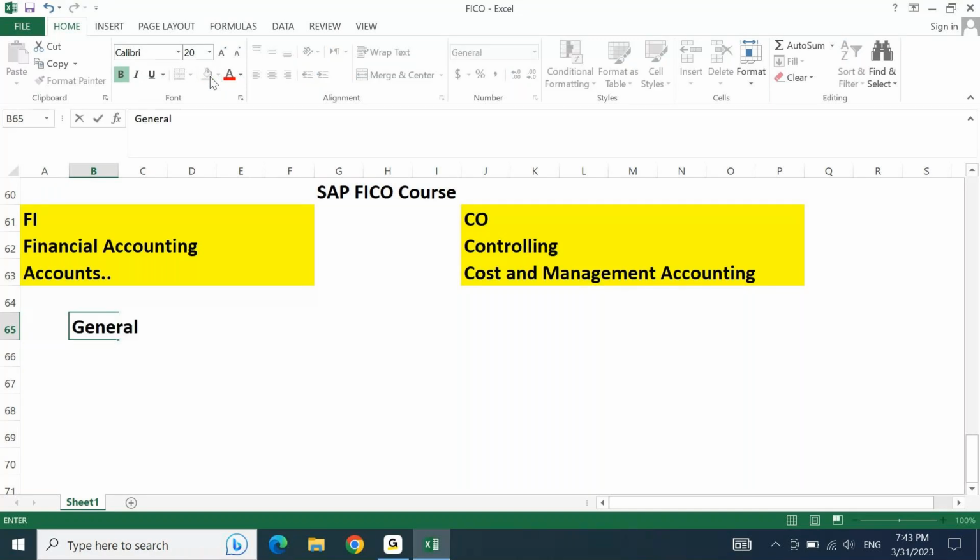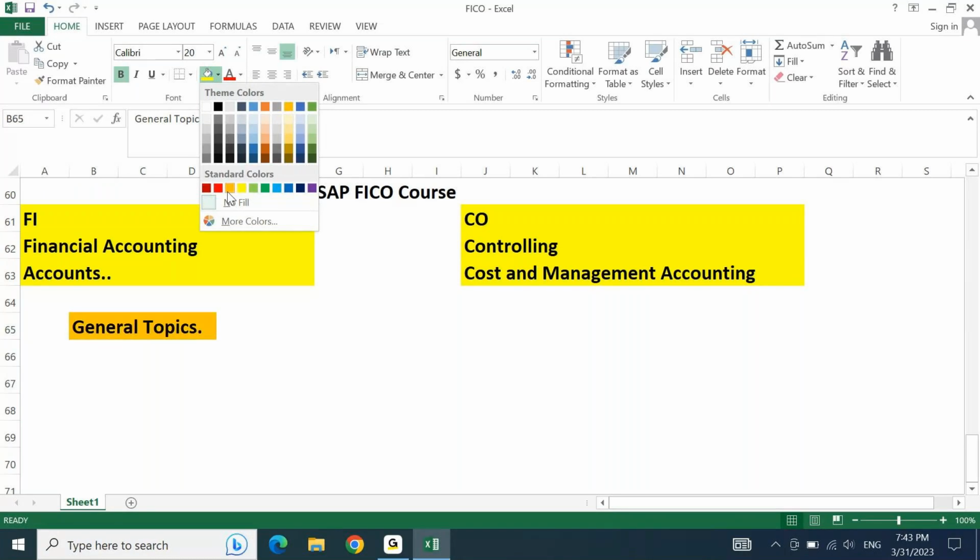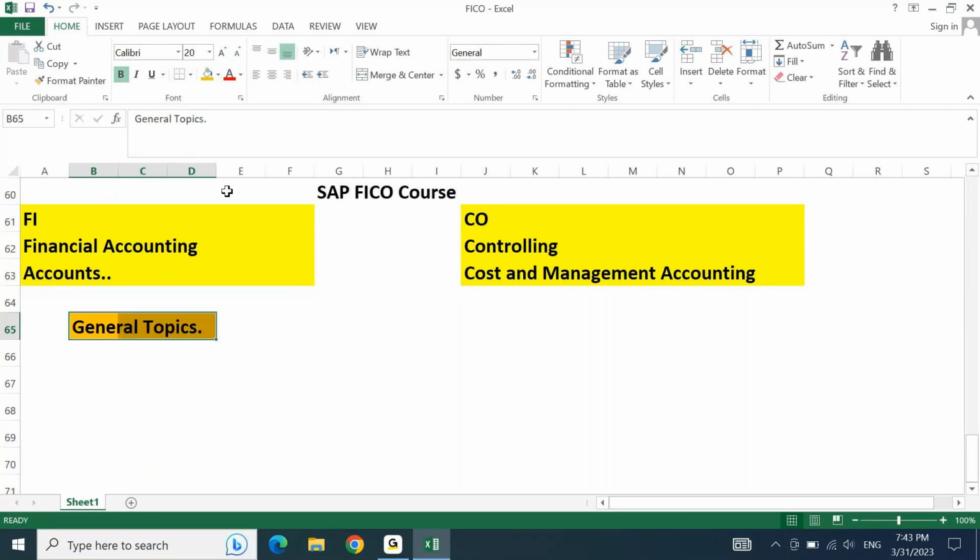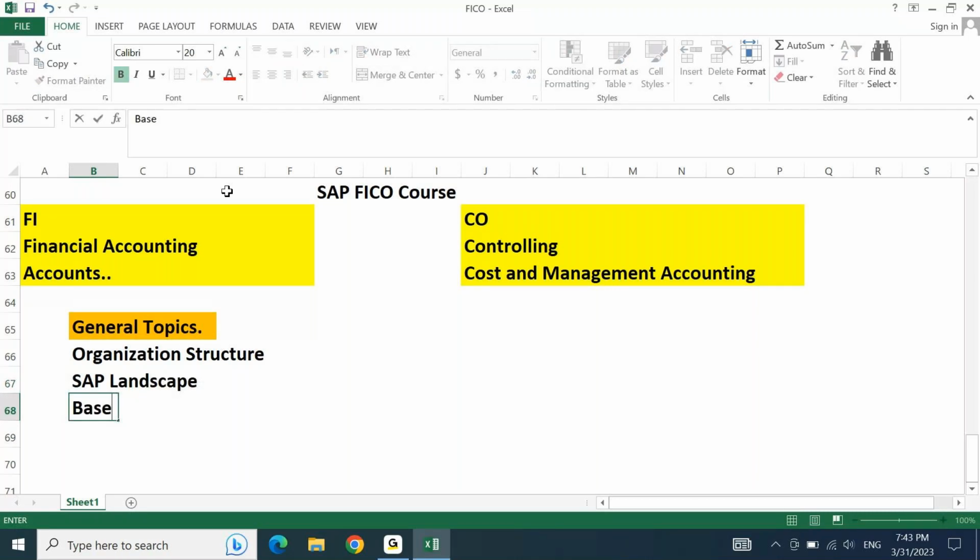general topics. There are some general topics. What are these general topics? Any idea, anyone? First thing you have to know is organization structure. Second thing that you have to know is SAP landscape. Third one, baseline configuration.